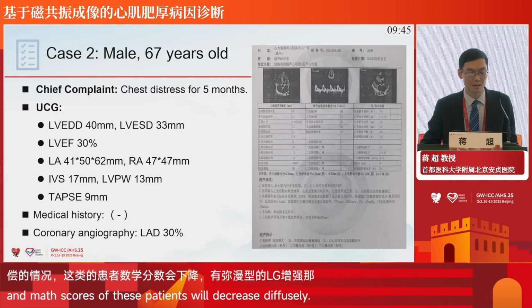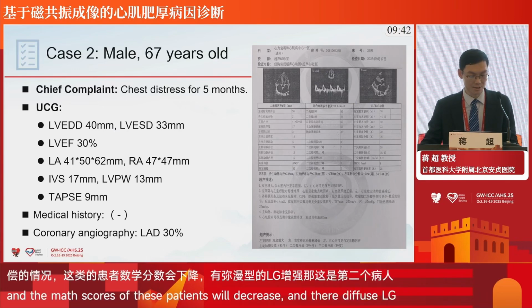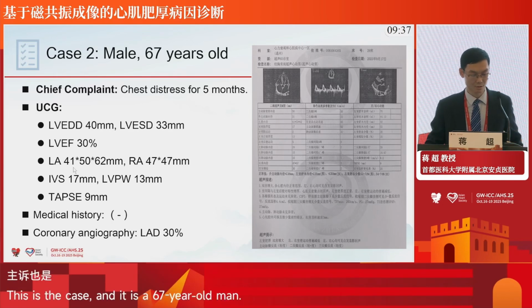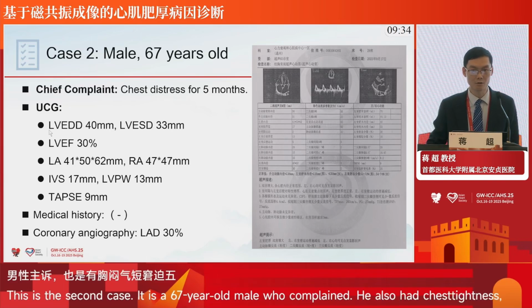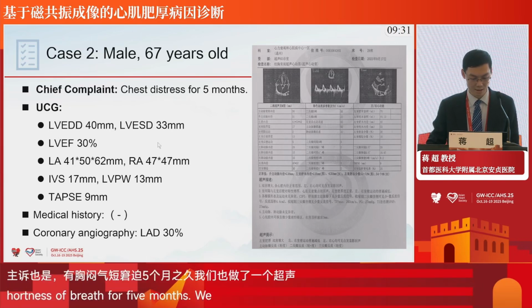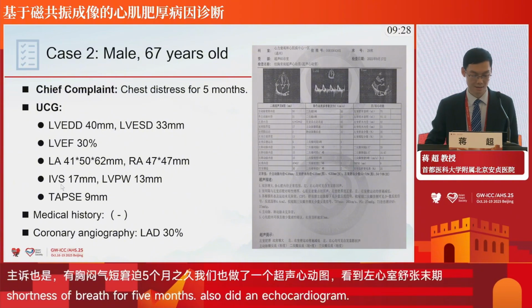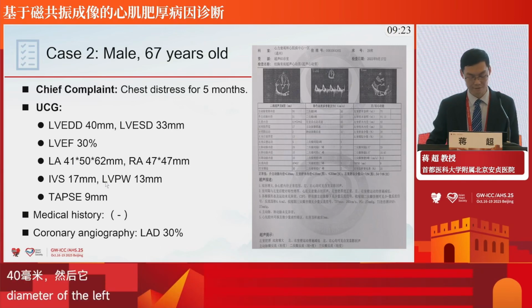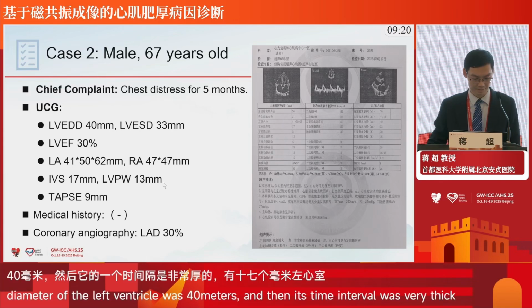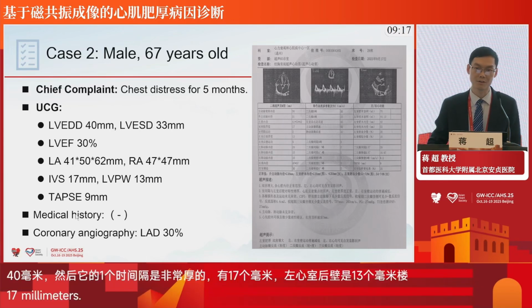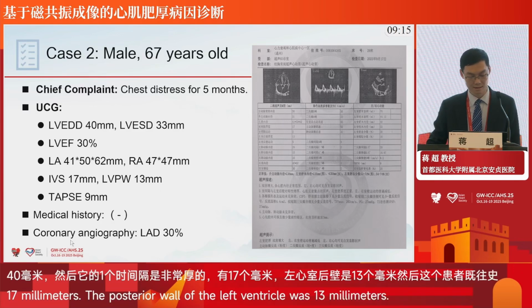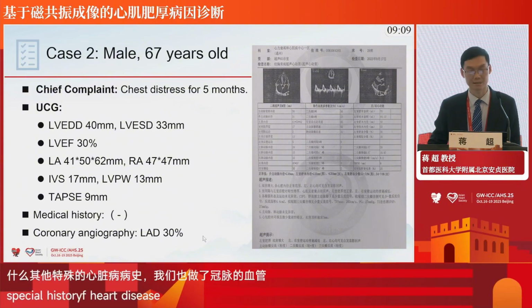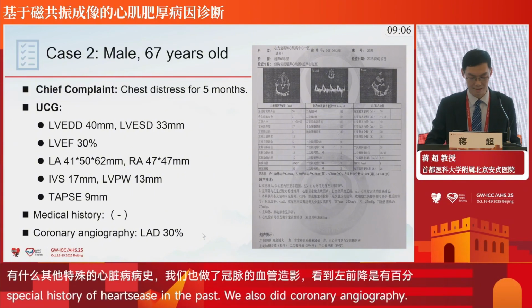And case 2, a 67-year-old male patient. The chief complaint is chest distress for 5 months. We performed an echo for this patient. We can see a very thick septum, about 17 millimeters, and the left ventricular posterior wall is 13. He had no medical history of heart disease, and the coronary angiography in another hospital was negative. We didn't find significant coronary artery disease.